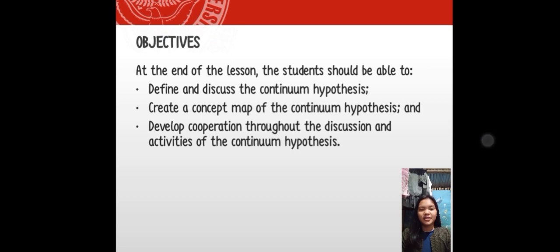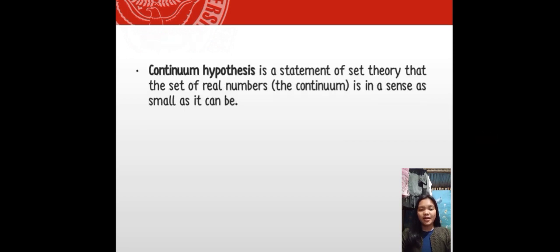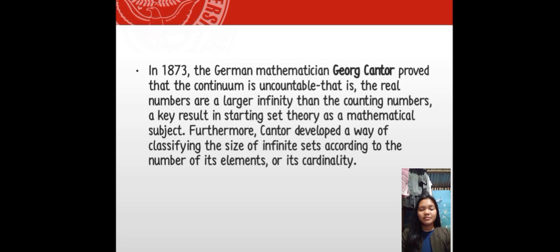The continuum hypothesis is a statement of set theory that the set of real numbers is in a sense as small as it can be. In 1873, the German mathematician Georg Cantor proved that the continuum is uncountable. That is, the real numbers are a larger infinity than the counting numbers, a key result in starting set theory as a mathematical subject. Furthermore, Cantor developed a way of classifying the size of infinite sets according to the number of its elements, or its cardinality.